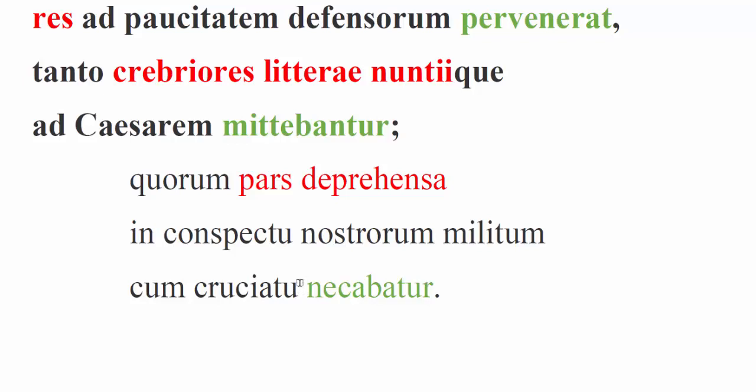Cum cruciatu, with torture. So that's what's happening as the soldiers get more desperate. They keep sending more letters, but the men are getting caught or not getting out at all. And the ones who are caught are tortured and killed in front of our soldiers. Nostrorum militum, by the way, this genitive here with conspectu, within the sight of our soldiers, this is a subjective genitive, because the soldiers are the ones watching as the messengers are tortured and killed.